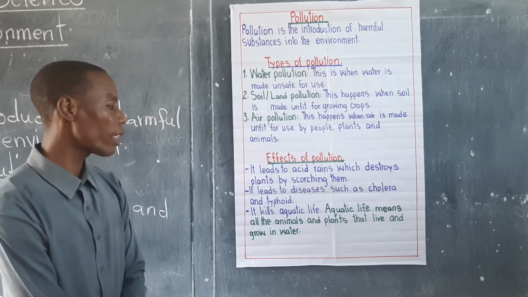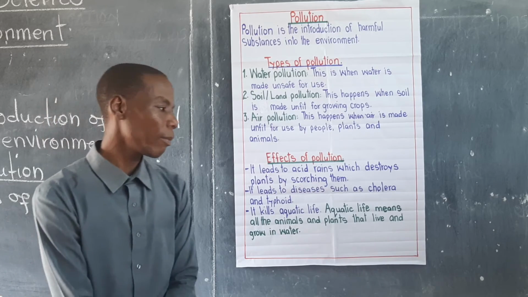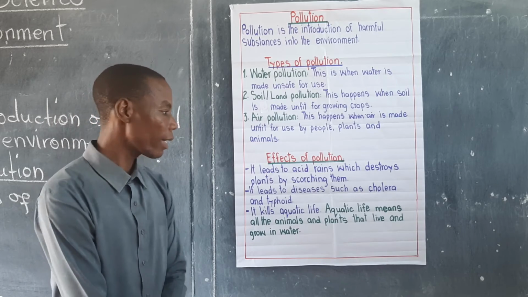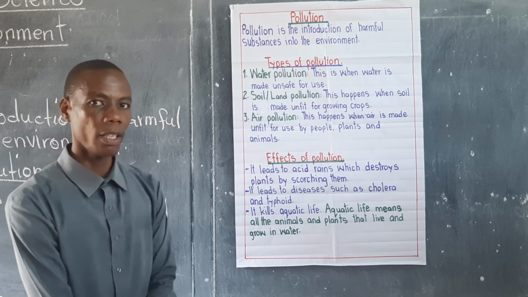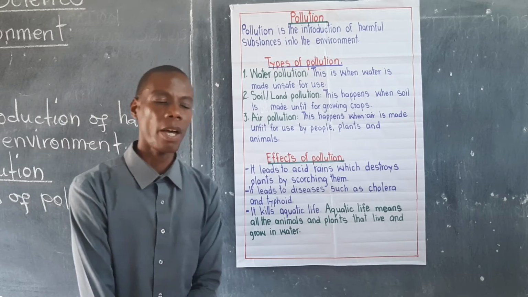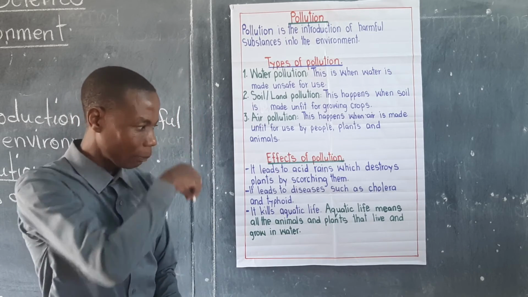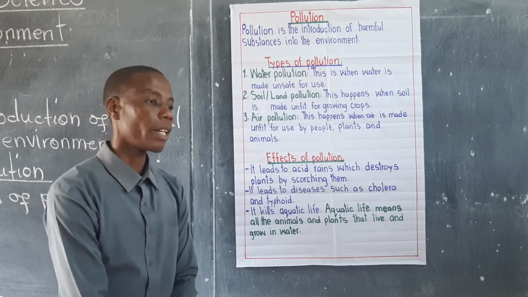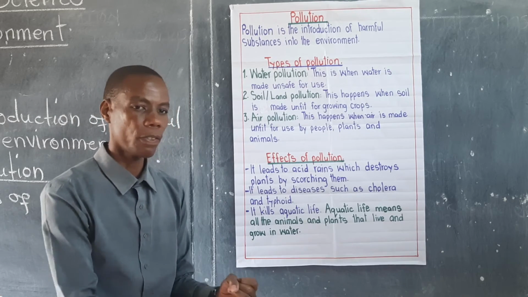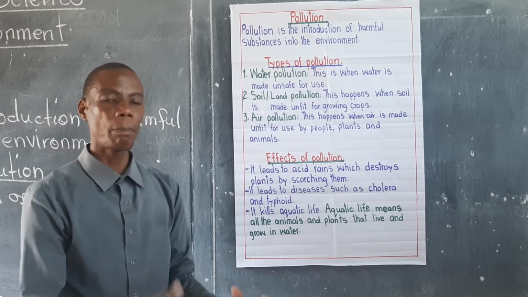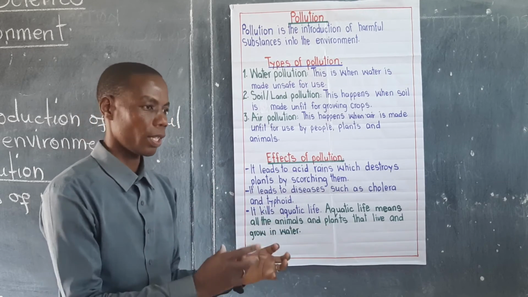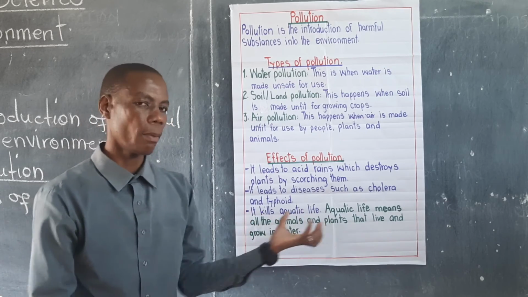We are saying aquatic life are all the animals and plants that live in water. Now, in rivers as well as in lakes, there are different animals that live there. We've got the fish, we've got frogs, we've got plants growing in water. So once you pollute water, it is going to kill these animals.